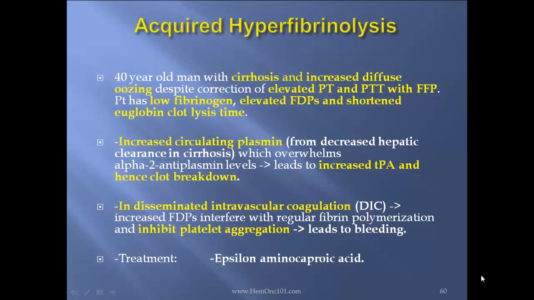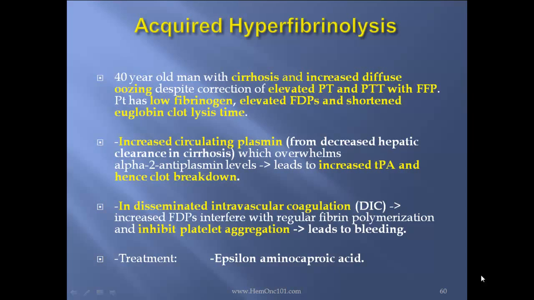Now, acquired hyperfibrinolysis. A 40-year-old man with cirrhosis and increased diffuse oozing despite correction of elevated PT and PTT with FFP. The patient has low fibrinogen, elevated FDPs, and shortened euglobin clot lysis time. This reminds me of when I was a resident at USC, in which the ICU was full of very young males with severe alcoholism and cirrhosis who were all in acquired hyperfibrinolysis. The increased circulating plasmin from decreased hepatic clearance in cirrhosis overwhelms alpha-2 antiplasmin levels, which leads to increased TPA and hence clot breakdown.